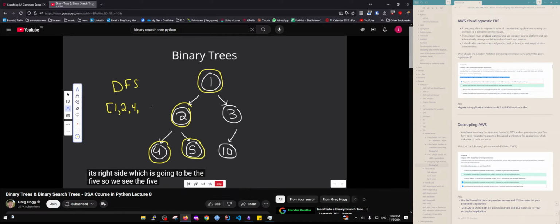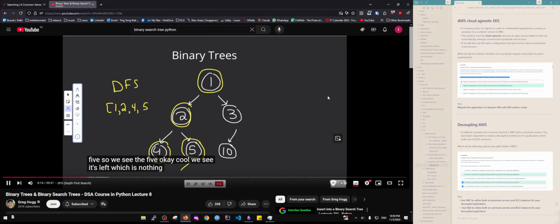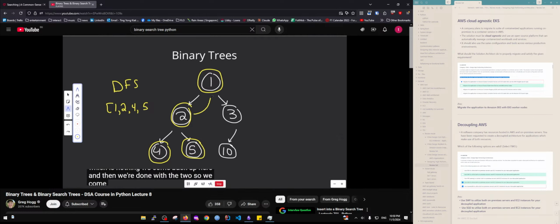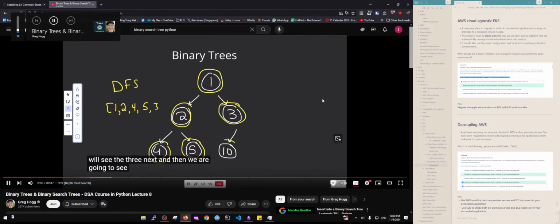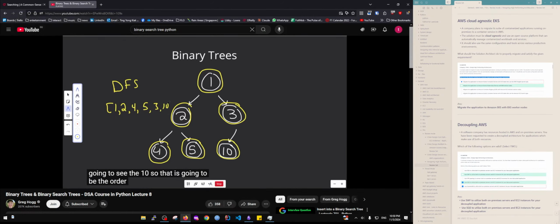So we see the 5. Okay, cool. We see its left, which is nothing. Its right, which is nothing. We come back up here, and then we're done with the 2, so we come back up here. With the 1, we still haven't visited its right side, so we will see the 3 next, and then we are going to see the 10. So that is going to be the order of our traversal. This would return back up here, return back up here, and then we'd be done with our search.